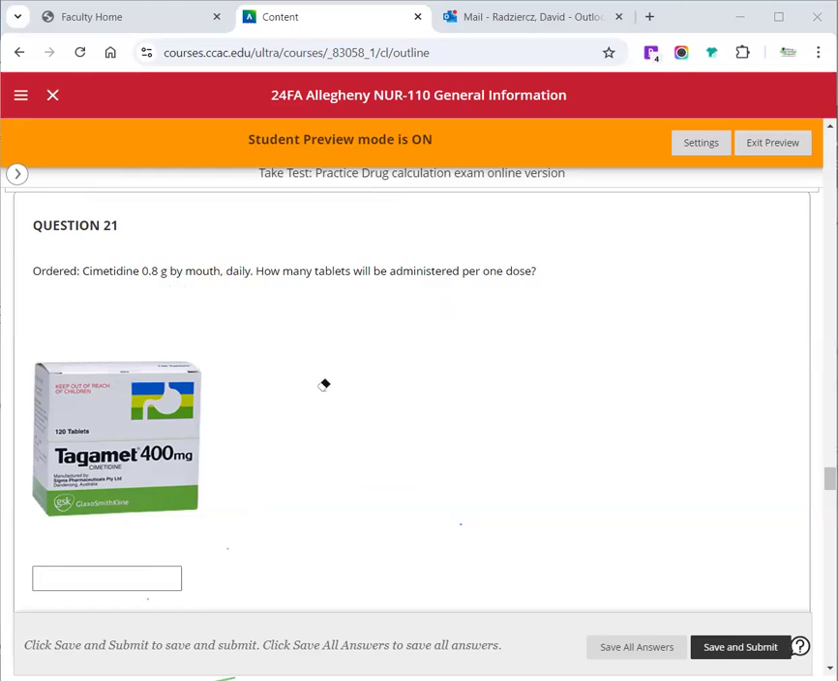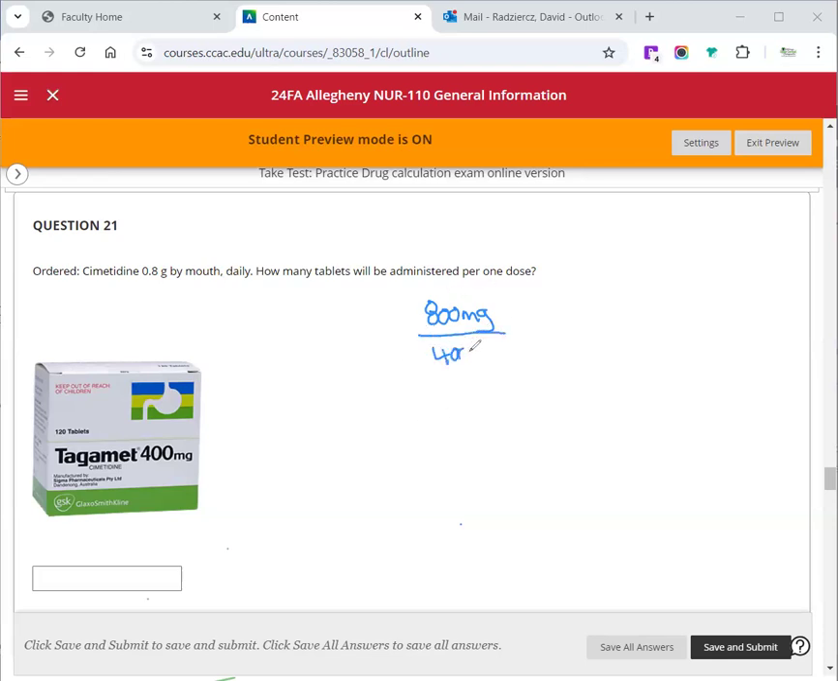All right. It says cimetidine 0.8 grams by mouth daily. How many tablets will you administer per one dose? You can see that you have the label. Tagamet is 400 milligrams. 0.8 grams is the same thing as what? 800 milligrams. So if I'm going through this and you're not getting the same numbers every single time, like the same as me, or like every night, sometimes you get 8, sometimes you get 80, sometimes you get 8,000. Make sure you're practicing your metric system conversions, specifically grams, milligrams, micrograms, because those are the predominant types that you're going to see when you're studying for dosage calc.